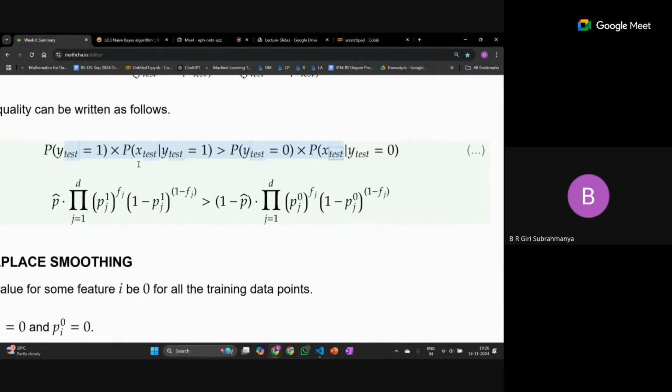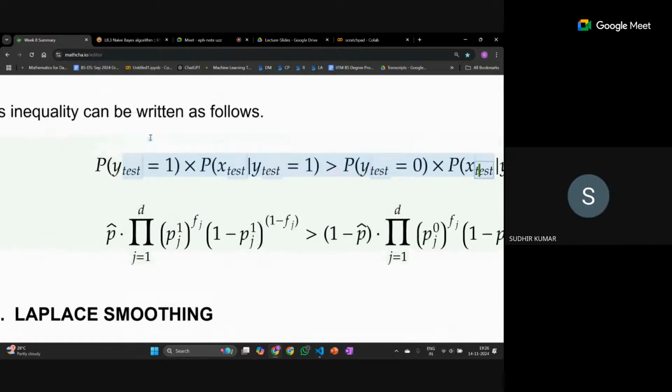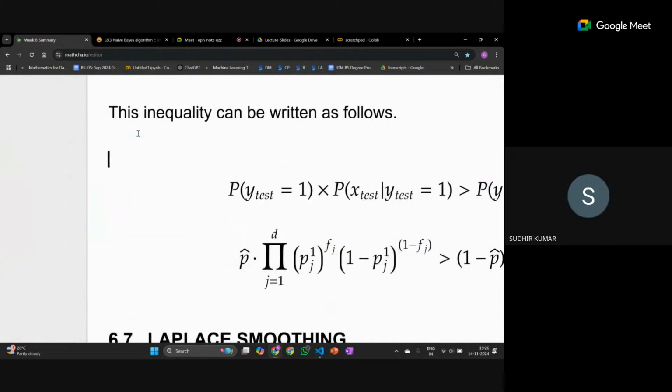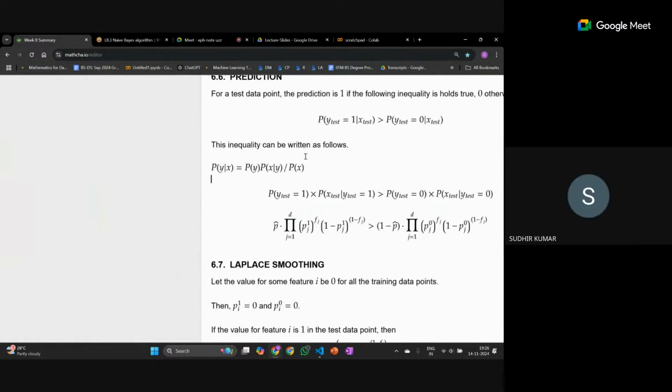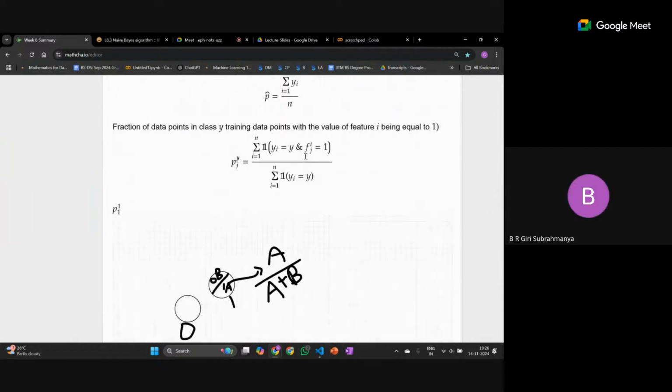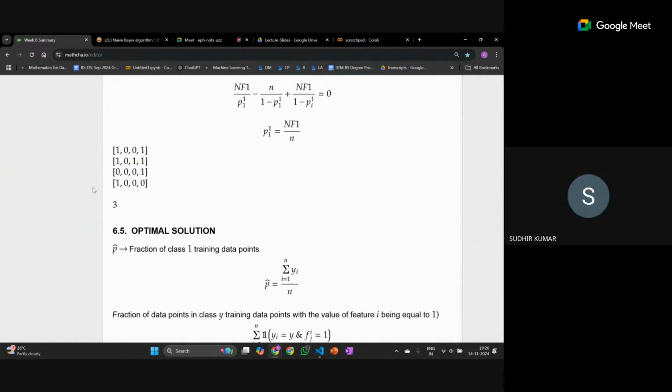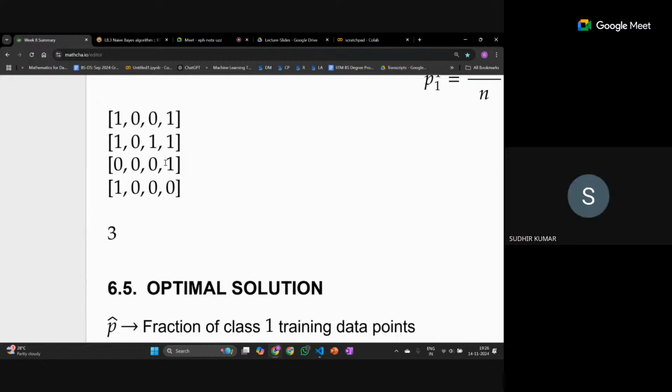Okay. Sir, can you please show the last example you calculated? Yeah, in the last example, you calculated 1 by 3 by 4, I think. From this, yes, sir. How was it calculated, sir?